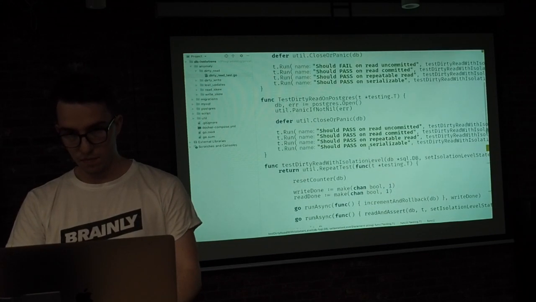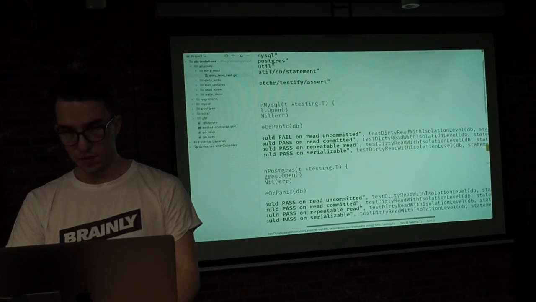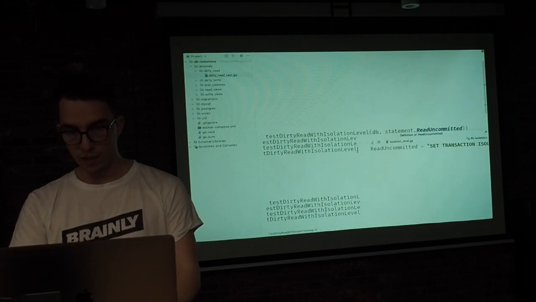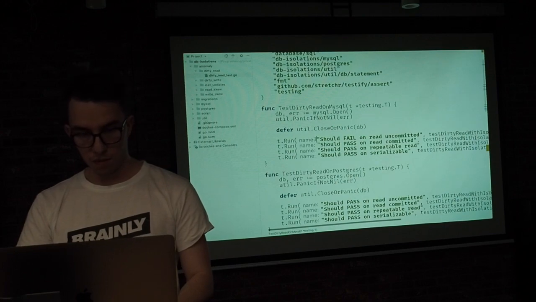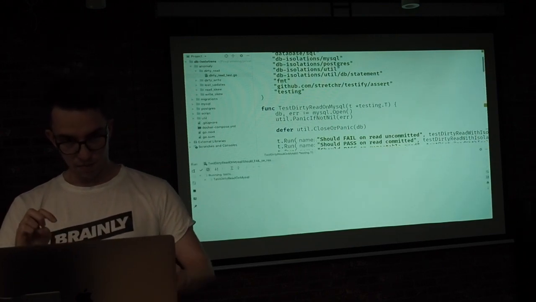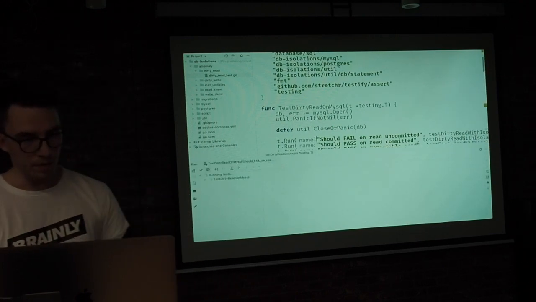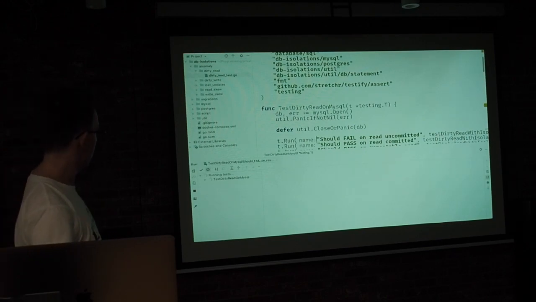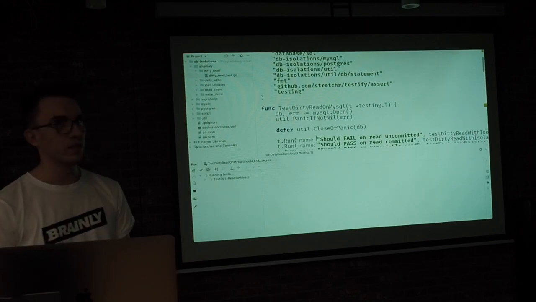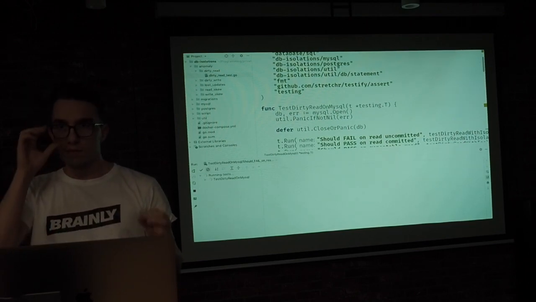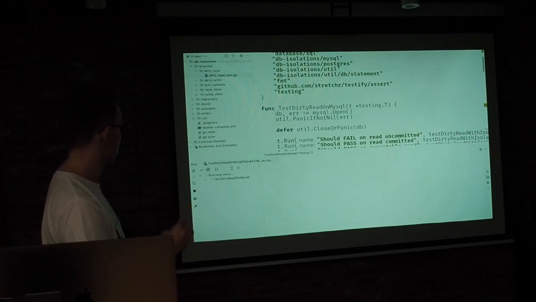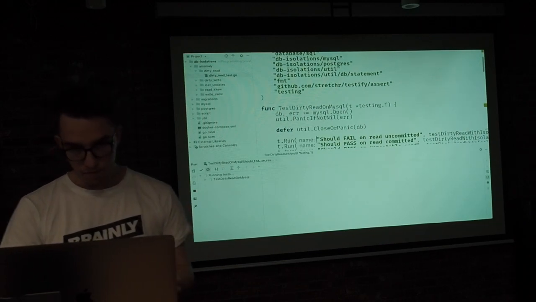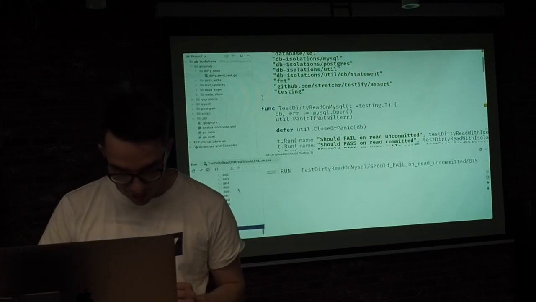So it is set to read uncommitted level, and let's see what happens. Unfortunately, this is not so fast. It has to run 1,000 times because sometimes it may happen, but sometimes it doesn't. Unfortunately, well, something is not working. Well, yeah, it works.